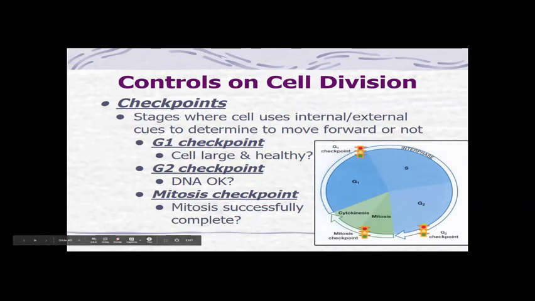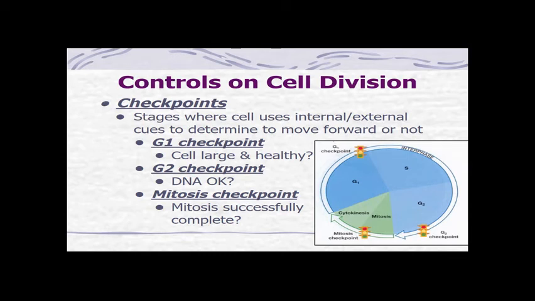Now, the cell cycle has specific cell checkpoints. And these are stages where the cell uses both internal and external cues to determine to move forward or not to move forward. So the G1 checkpoint happens near the end of the G1 stage of interphase, and that checks to make sure that the cell is large and healthy. We want a large, healthy cell to move on.